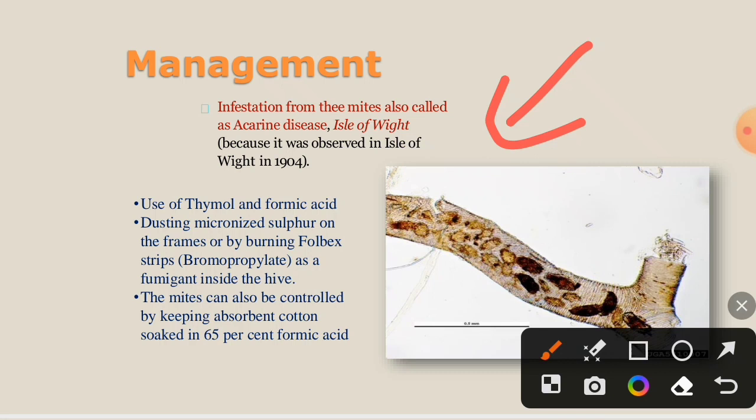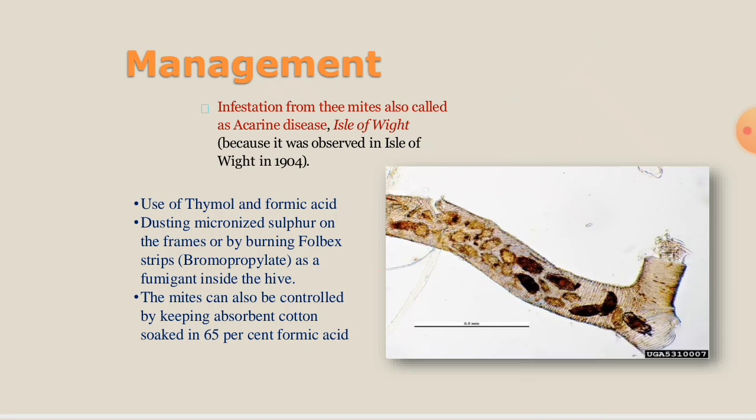We can use thymol and formic acid to reduce this mite population, dusting micronized sulfur on the frames, or burning the Folbex strips, that is bromopropylate, as a fumigant inside the hive. So you can do fumigation by this bromopropylate. So these are Folbex strips. The mites can also be controlled by keeping absorbent cotton soaked in 65% formic acid.